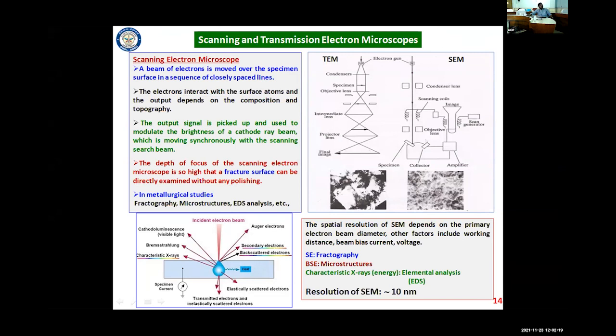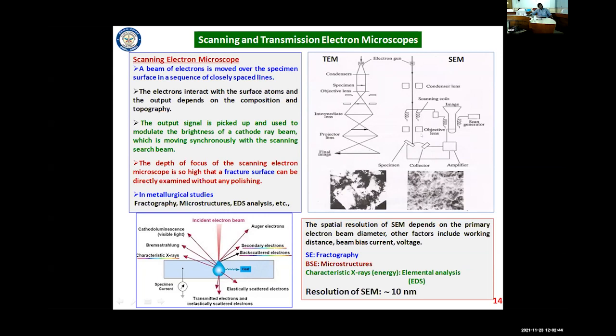In the scanning electron microscope, this is the schematic of the SEM, and the TEM is shown on this slide. Scanning means the beam of electrons is moved over the specimen surface in a sequence of closely spaced lines. So on the specimen, this electron beam is moved closely, line by line, over the area of interest.